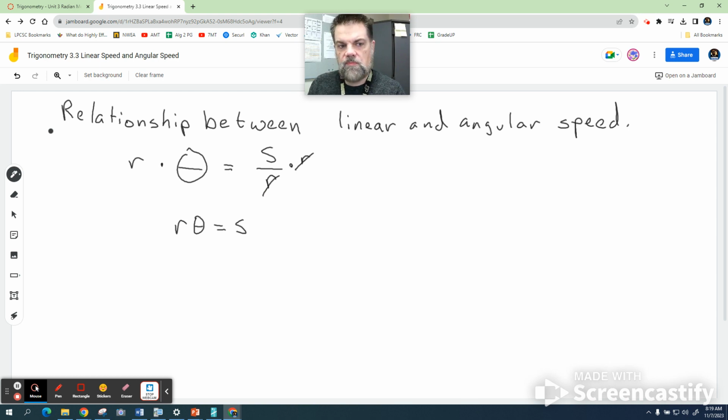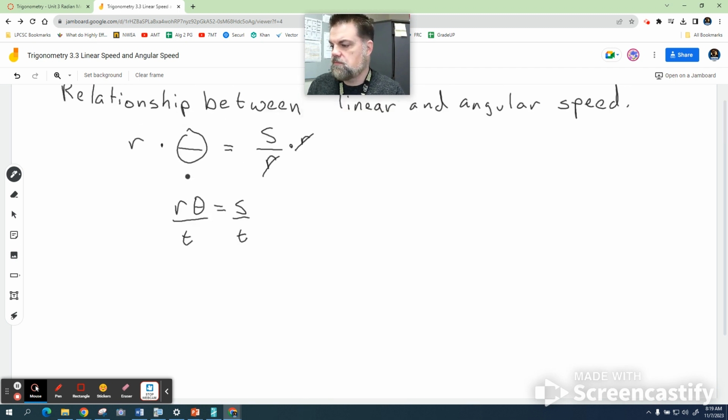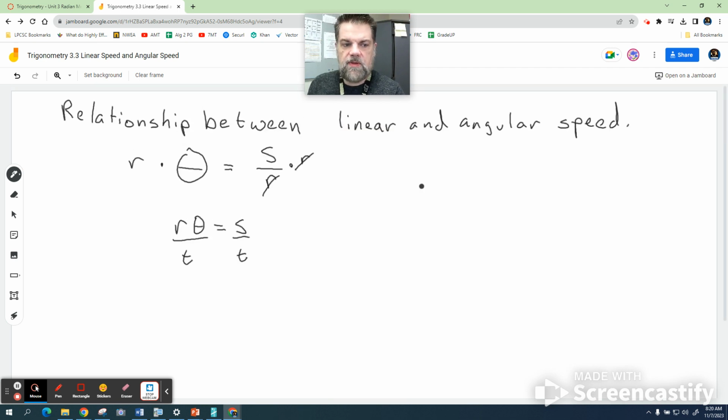Okay. So now in algebra, I could do whatever I want as long as I do it to both sides of the equation. So what if I were to divide this by time and divide this by time? Okay. All right. Cool. Now I'm going to rewrite that. And so I'm going to rewrite this as s over t equals r times theta over t.